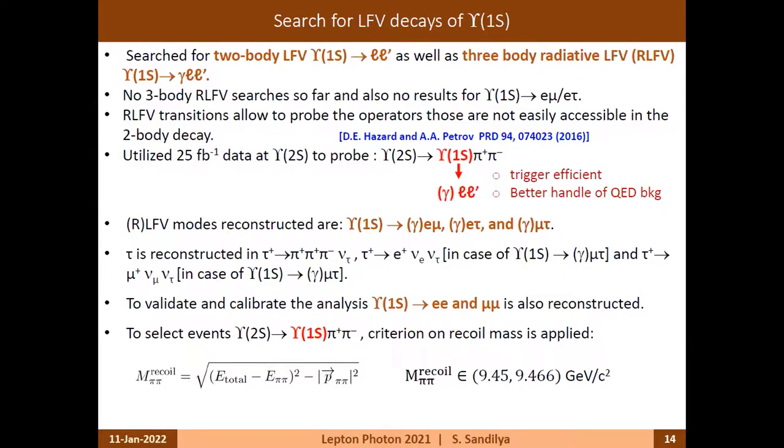Okay, moving to lepton flavor violating decays of Upsilon(1S). So we searched for two-body lepton flavor violating decay, that is Upsilon(1S) going to L L'. And these two leptons can be any of the leptons, that is electron, muon, tau. And we also searched for three-body radiative lepton flavor violating decay. There is no previous search on the three-body radiative LFV, and also there is no result on Upsilon(1S) going to e mu and e tau. So these are the first results. So why radiative LFV? Because this allows us to probe operators which are not accessible in the two-body decay.